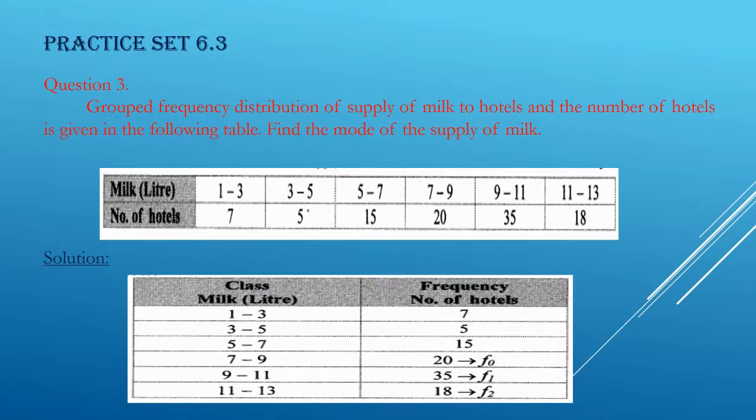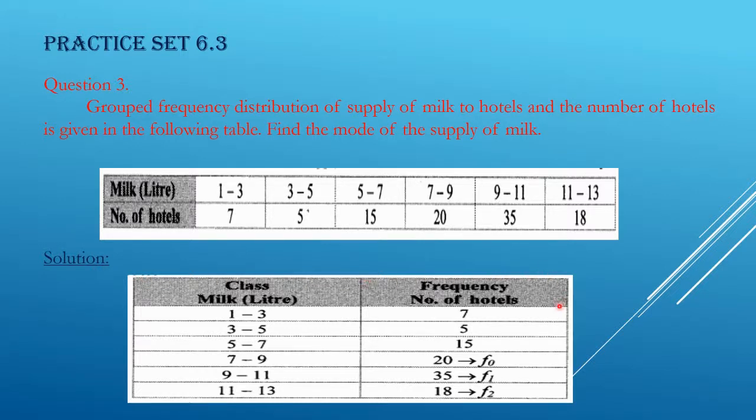Question 3. The grouped frequency distribution of supply of milk to hotels and the number of hotels is given in the following table. Find the mode of the supply of milk. In this question, the first column is the milk in liters and the number of hotels as the class and frequency are given. Then solution, we have to make the table with the two columns.